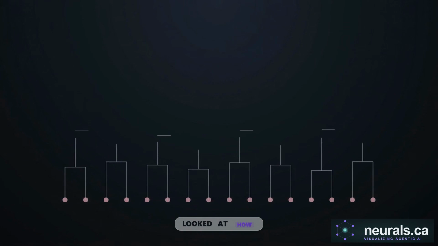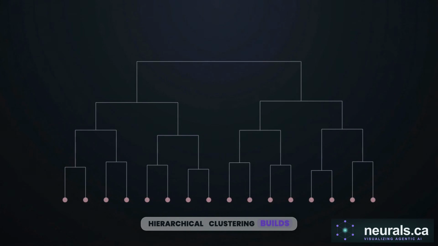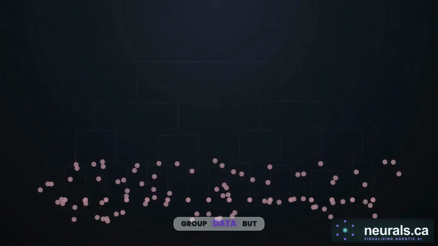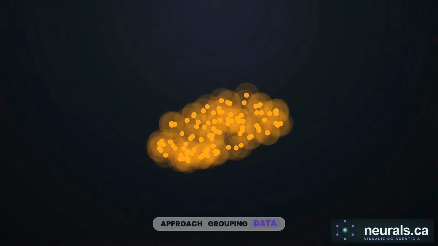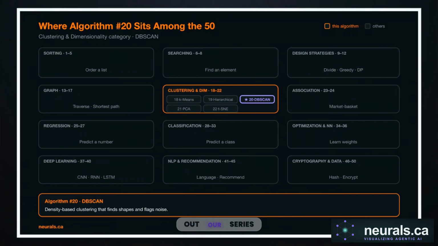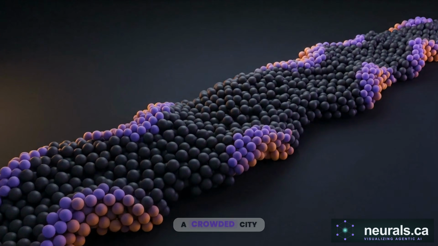Last time, we looked at how hierarchical clustering builds nested trees to group data. But today, we're taking a radically different approach, grouping data by its density. This map lays out our series, and you'll find algorithm number 20, DBSCAN, sitting right here in the clustering and dimensionality family. Think of a crowded city square.